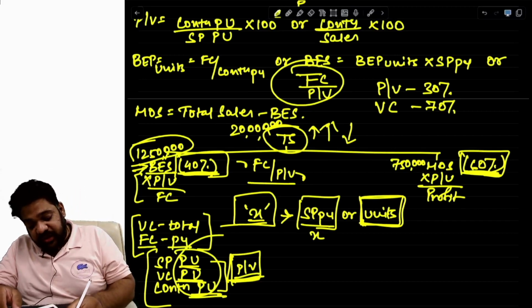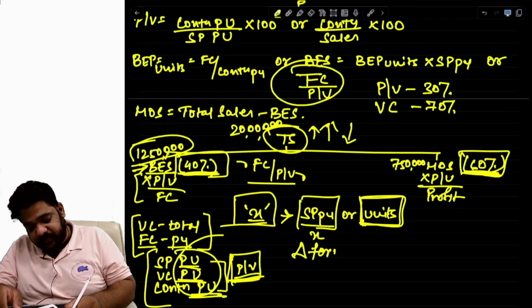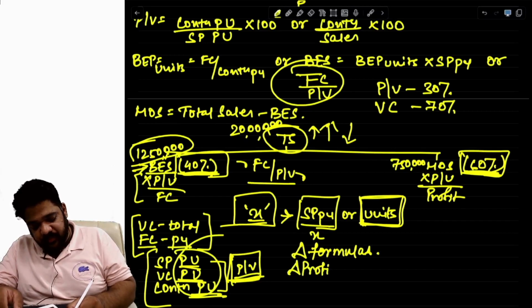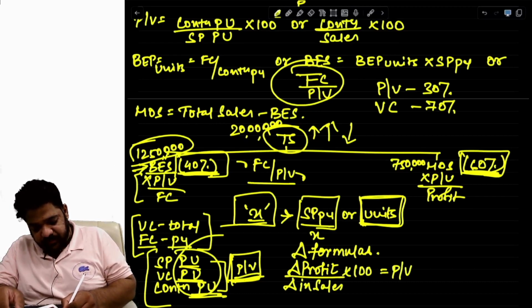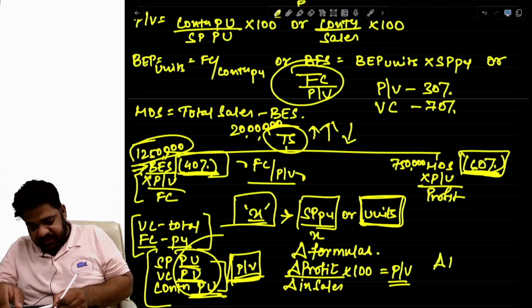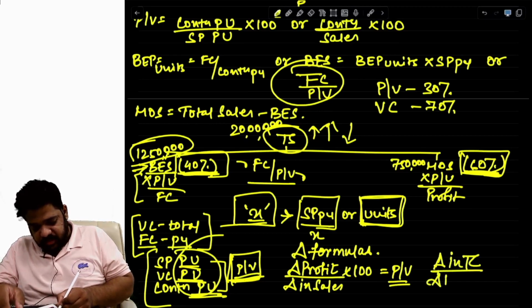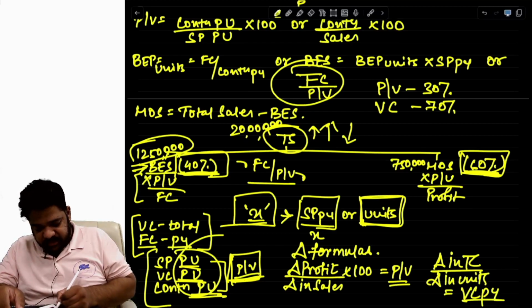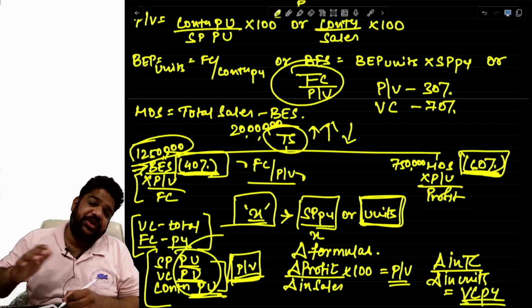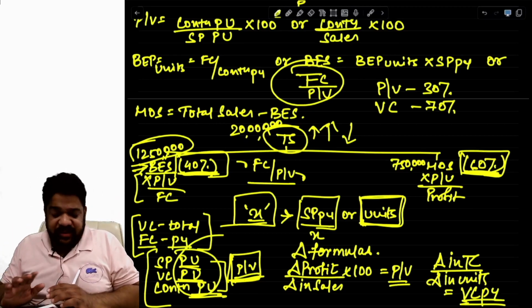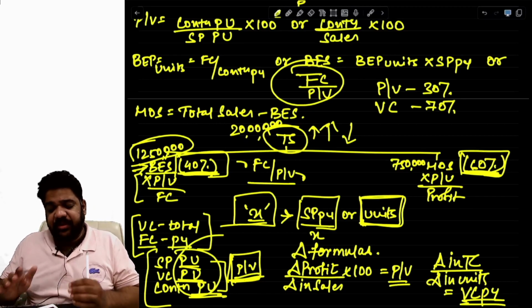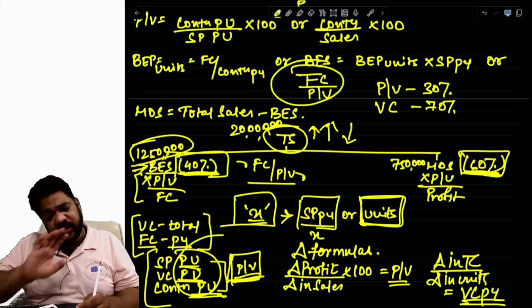And of course, you have the change formulas. So you have change in profit upon change in sales into 100 to get PV ratio, and change in total cost upon change in units to get variable cost per unit. Once you get your variable cost per unit, you will substitute it and find your fixed cost as well. That's all you have to keep in mind in this particular chapter. This much will enable you to solve any question.